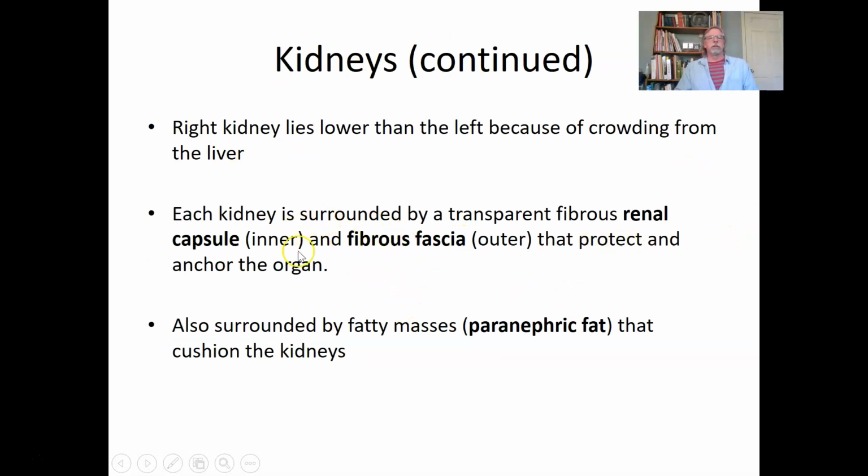A little bit about the kidneys and surrounding structures. Each kidney is surrounded by two fibrous membranes, actually. The inner one is the capsule, and that's what surrounds the internal structure of the kidney. The outer membrane is called the fibrous fascia, and that anchors it in place and helps to protect it as well. Surrounding the kidneys are fatty masses called paranephric fat, and that's basically cushioning the kidney against jolts.